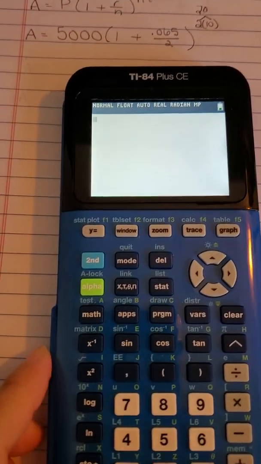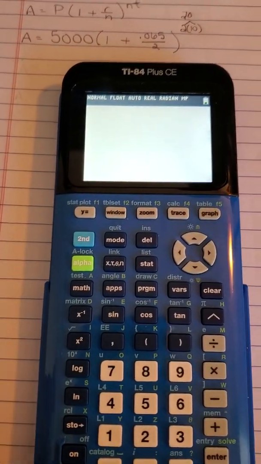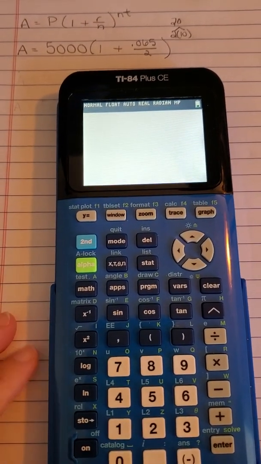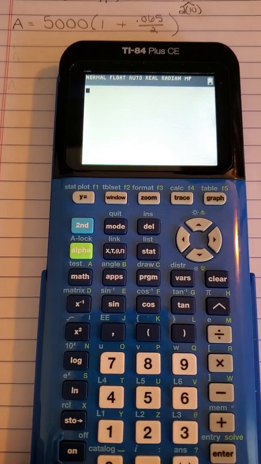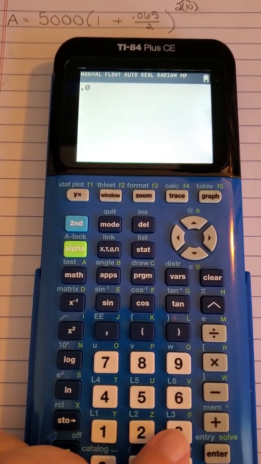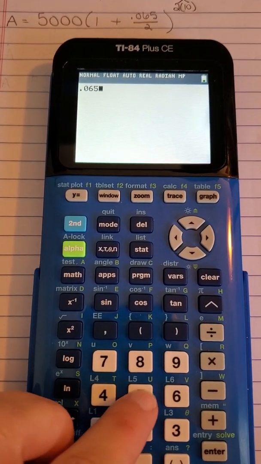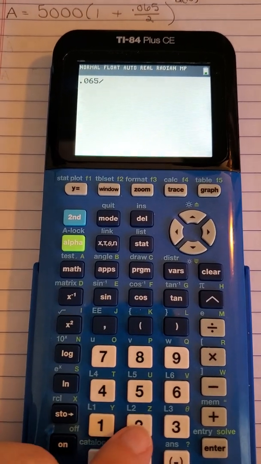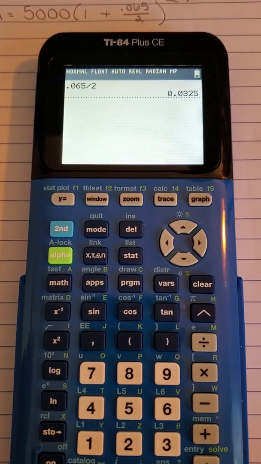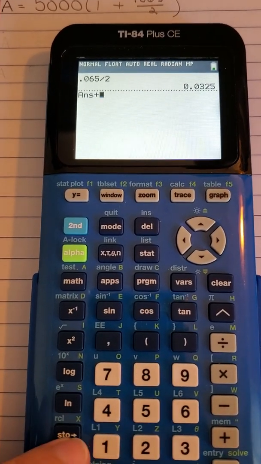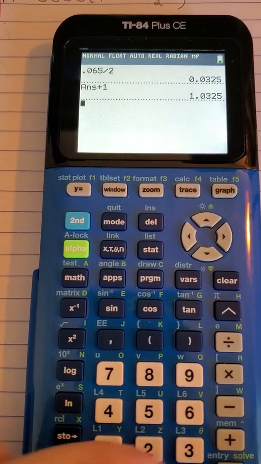And then I follow my order of operations to do this problem. I don't put it all into the calculator at once, because the more you put into the calculator, the more likely you are to get an error. So I'm going to start off and I'll do 0.065 divided by 2. And I have 0.0325. Then I will add 1 to that.